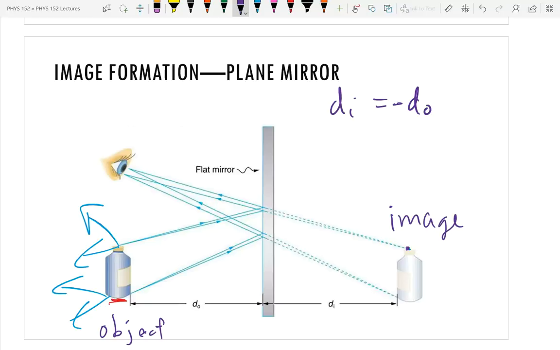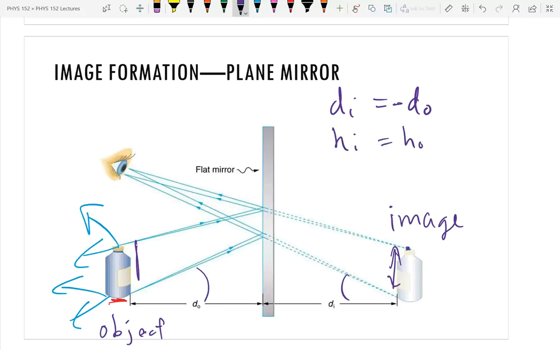Now, if you use any kind of geometry here, you can take things like compare this triangle and this triangle. That triangle. If you compare this to this, you're going to find very quickly that the height of the image is exactly the same as the height of the object.